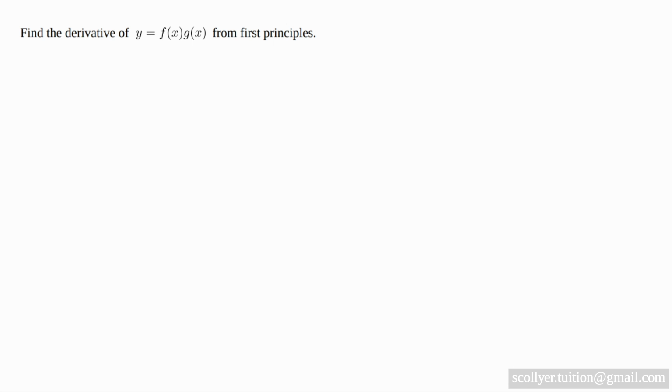Find the derivative of y equals f of x times g of x from first principles. So first we let p of x equal f of x times g of x. Now if y equals p of x, then dy by dx equals the limit as h tends to 0 of p of x plus h minus p of x over h.